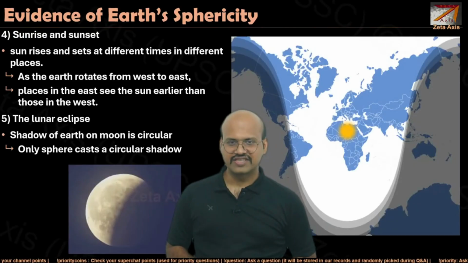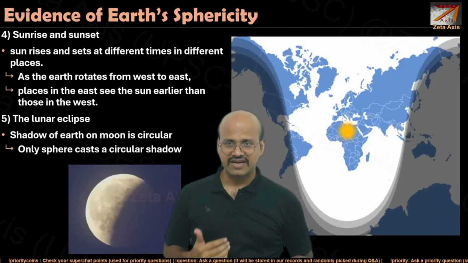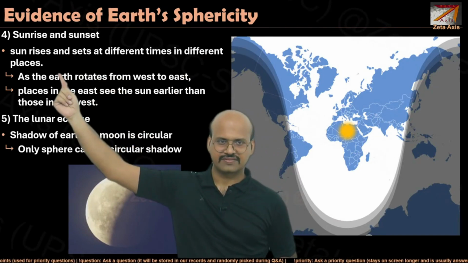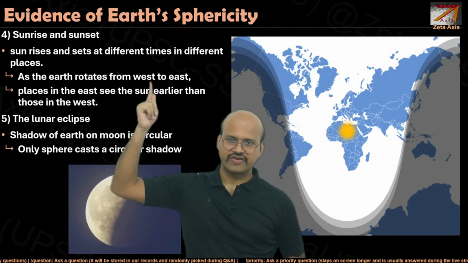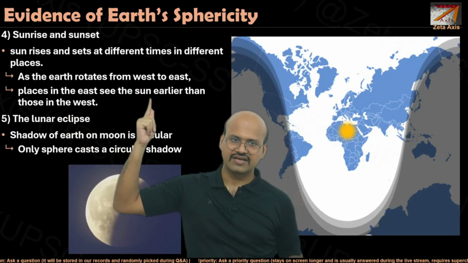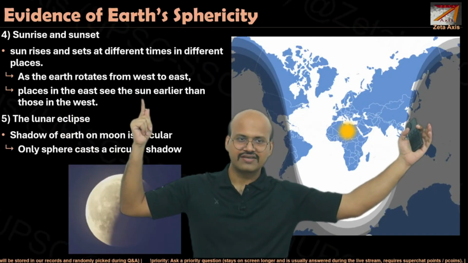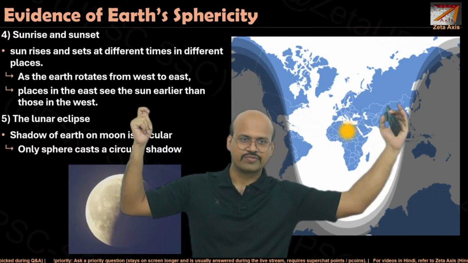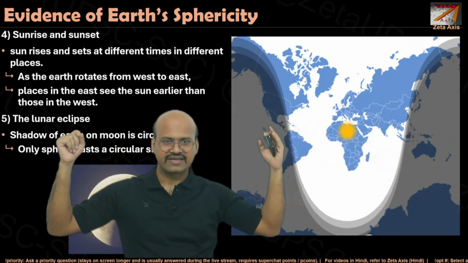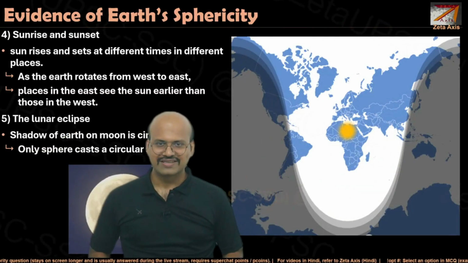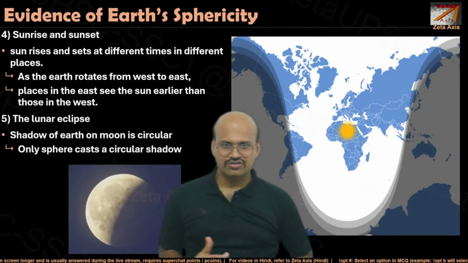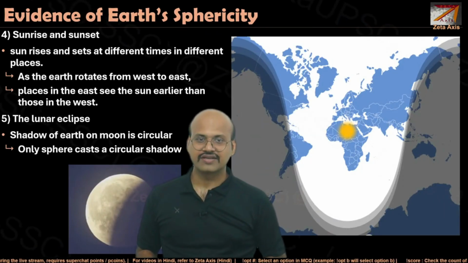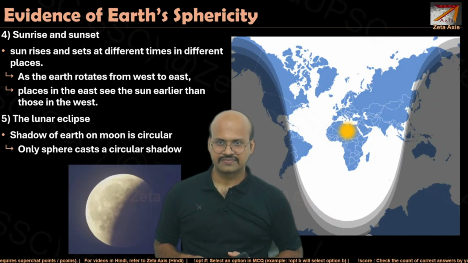Some other evidences were also given. The first is sunrise and sunset. The sun rises and sets at different times in different places. And as the earth rotates from west to east, the places in the east see the sun earlier. So it is Japan which is called the land of the rising sun, because it was considered that here the sun would be seen first, and then over time the rest of the parts of the earth will see the sunrise. So because of this delay in time for seeing the sunrise, we can consider that our earth is spherical.